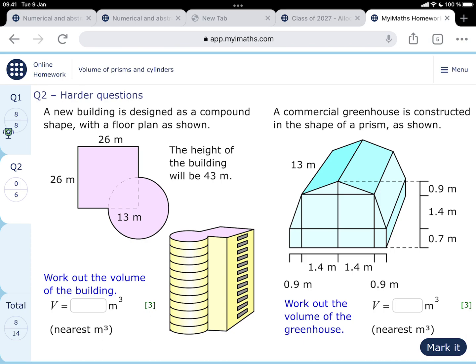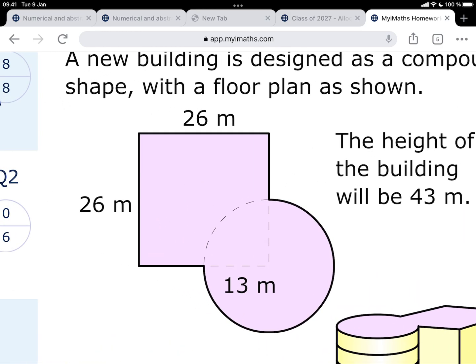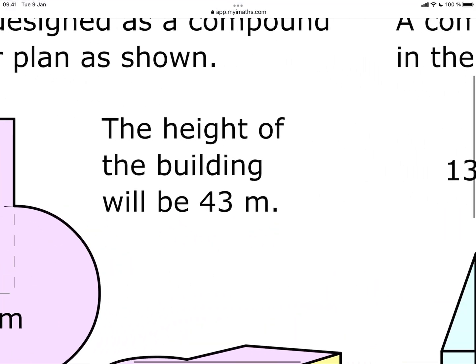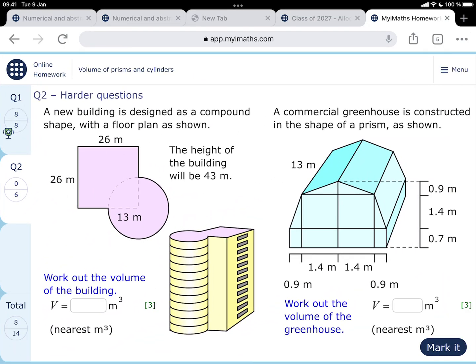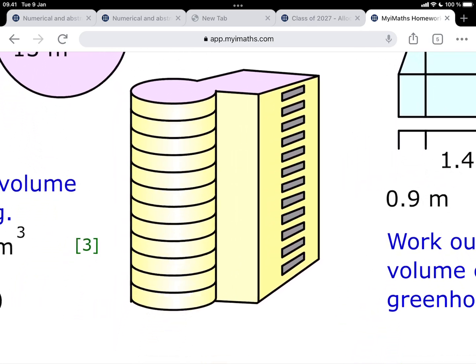So we're doing question 2 of volume of prisms and cylinders, the harder questions. The first one says a new building is designed as a compound shape with a floor plan as shown. So you've got the basic end shape there, and then the key information, the height of the building will be 43 meters. So that's going to be the length of our prism.